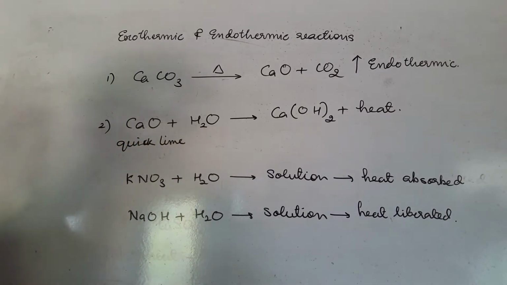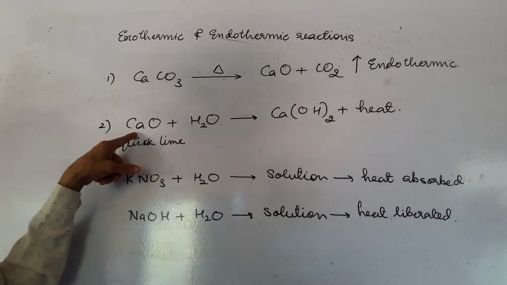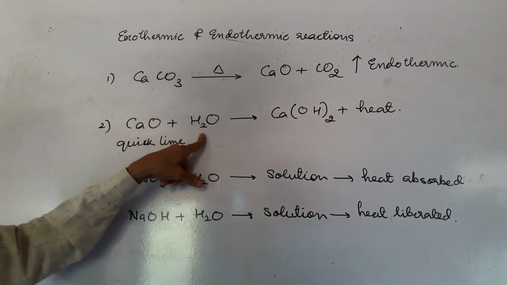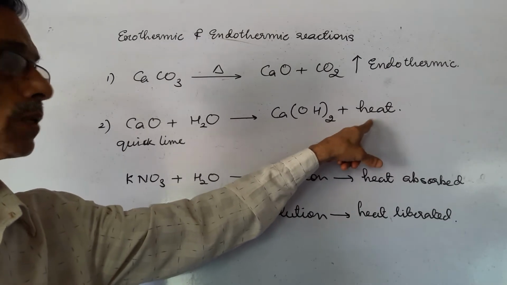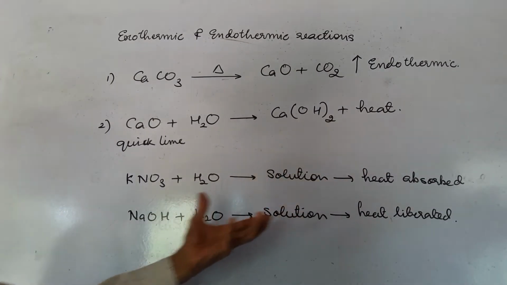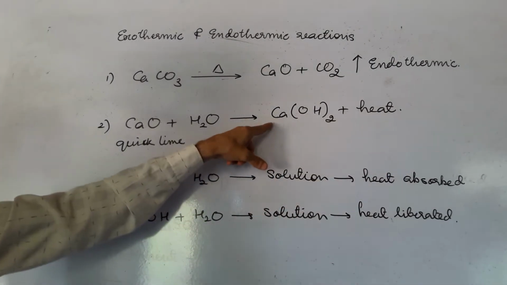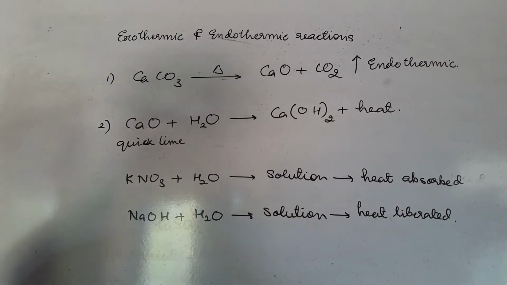At the same time, quicklime is also called calcium oxide. When calcium oxide is dissolved in water, a large amount of heat is liberated, so large that we can even prepare tea. A large amount of heat is liberated and calcium hydroxide is formed. This is called slaking.